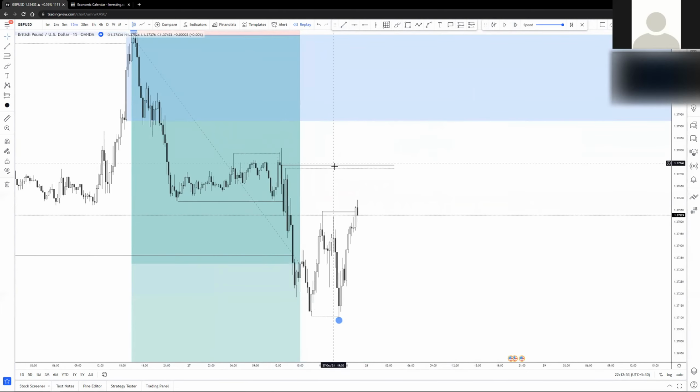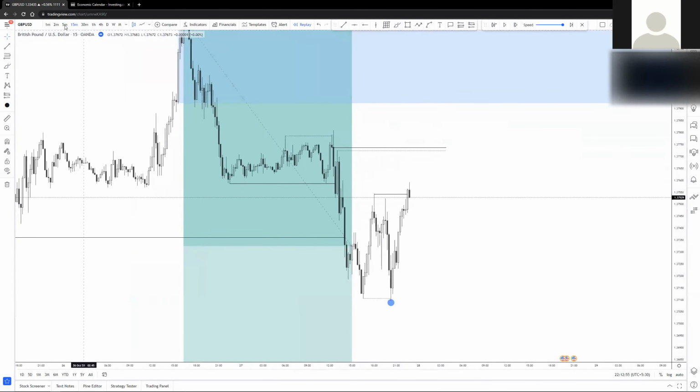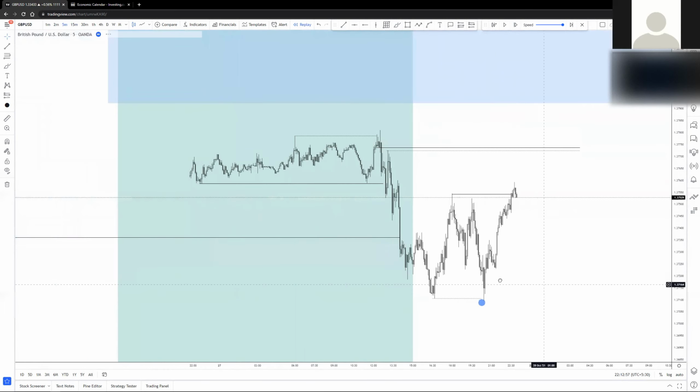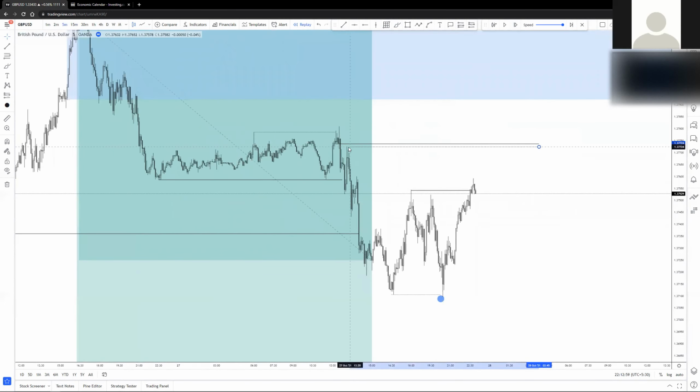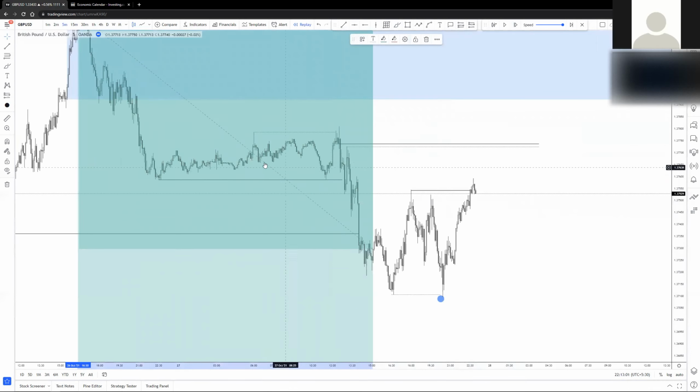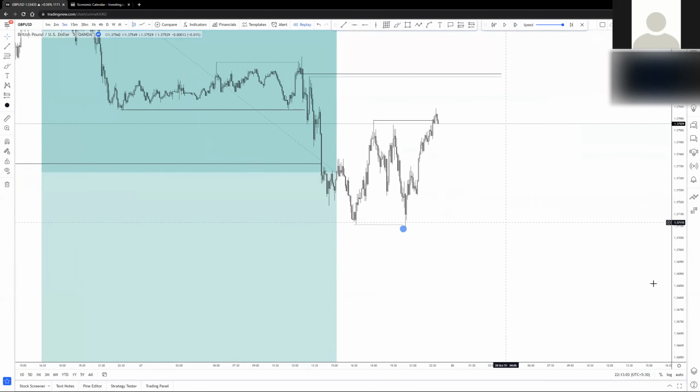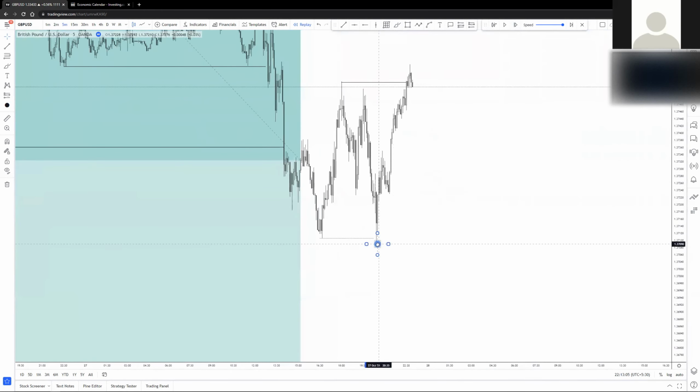So let's wait, and like I said, price is fractal, so every single time frame has its own trading range, so we can use all of them. So what we're going to do is we have that marked out like this.